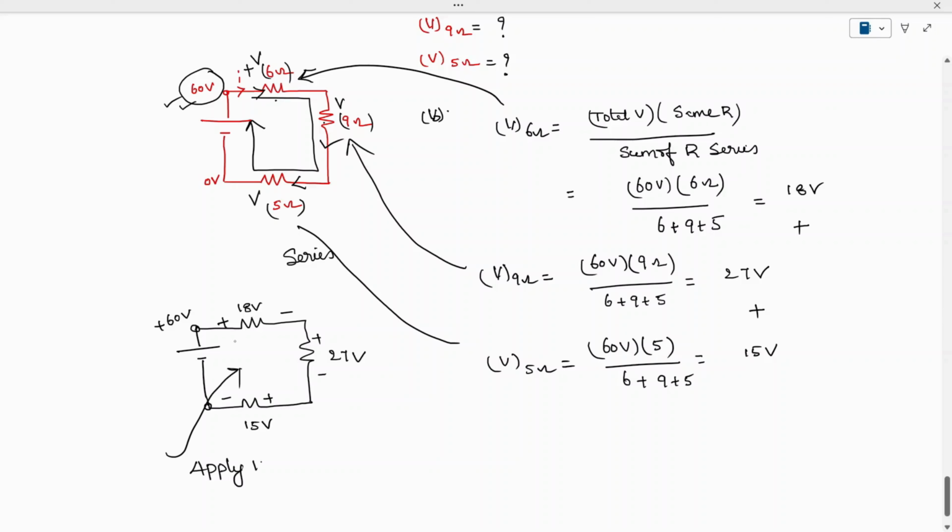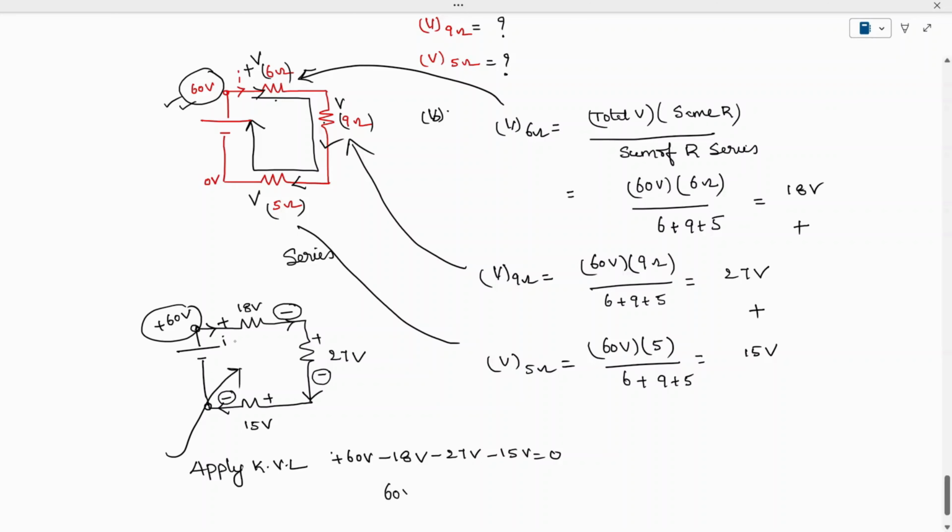apply Kirchhoff's voltage law. So current is leaving. What is the leaving polarity of the voltage? Plus 60 volts. Okay, current is leaving. What is the leaving polarity of the voltage? Minus 18 volts. Current is leaving. What is the leaving polarity of the voltage? Minus 27 volts. Current is leaving. What is the leaving polarity of the voltage? Minus 15 volts is equal to 0.